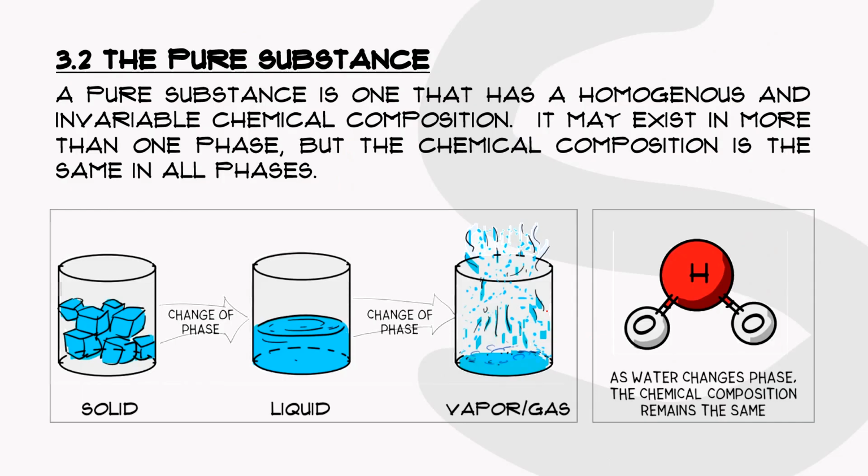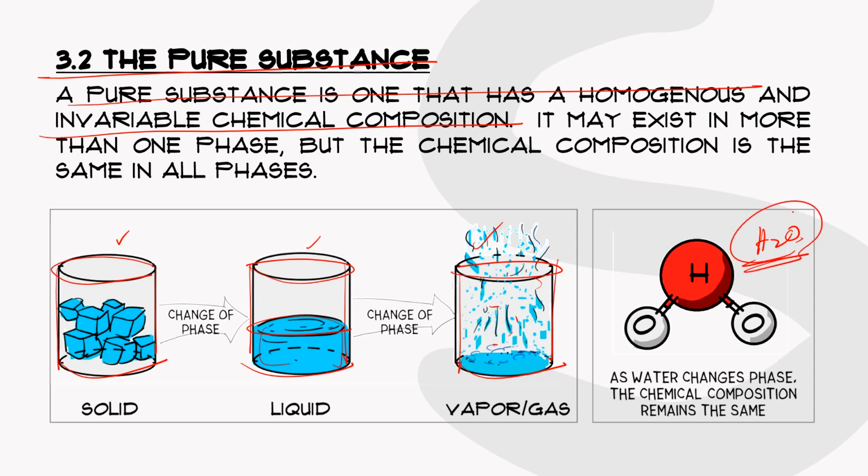Okay, so now let's define what a pure substance is. Pure substance is one that has a homogeneous and invariable chemical composition throughout the phases. So let's say water. Water can exist in solid phase, let's say ice, and it can also exist in its liquid state, so just the liquid water, or it can exist also in its vapor state. So we have this steam right here. So whether it's in solid, liquid, or vapor, the chemical composition is the same. So it's still H2O. So that means it is a pure substance, or that's what pure substance means.